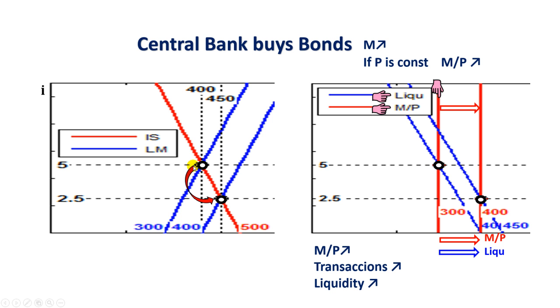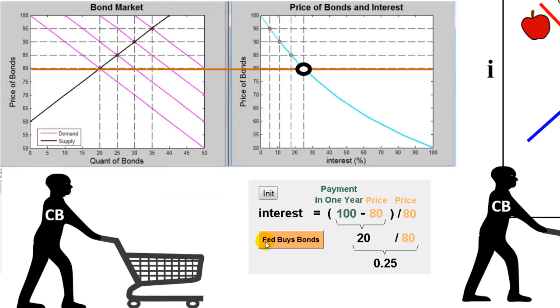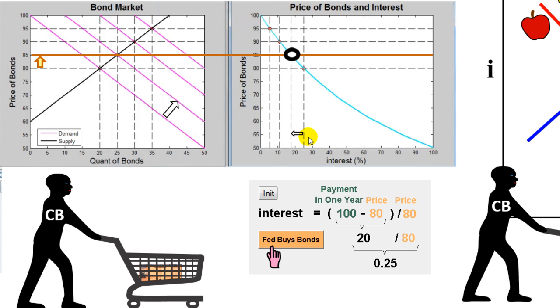Now, why does the economy go from this point to this point intuitively? This is what we are going to see now when the central bank buys bonds. Well, when the central bank, or the Fed if we are in the United States, buys bonds, the central bank is a buyer of bonds, therefore the demand for bonds increases. So when the demand for bonds increases, then the price of bonds increases as well. And then if we transfer this increase of the price of bonds here, we pass from this point to this point in which the interest decreases.